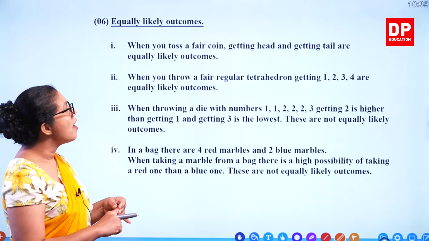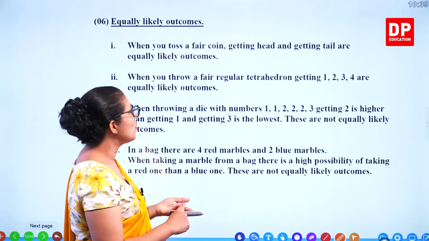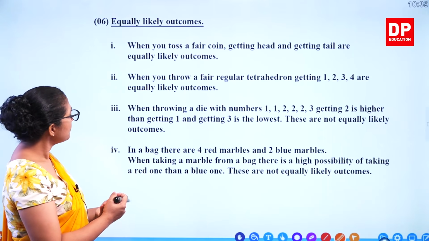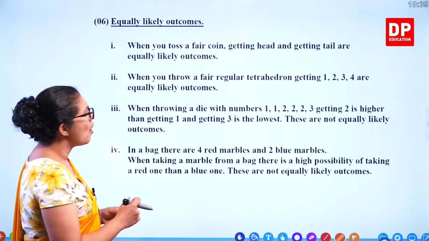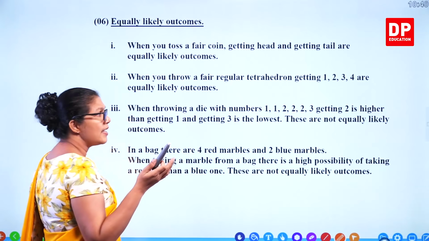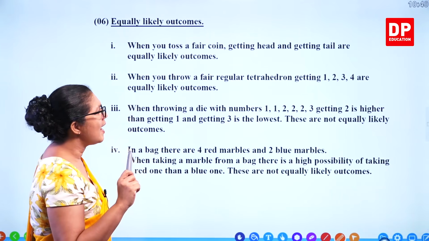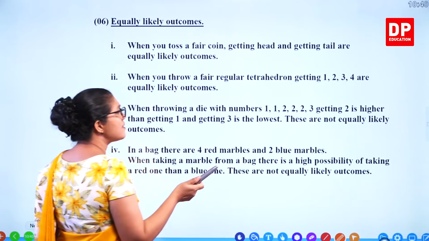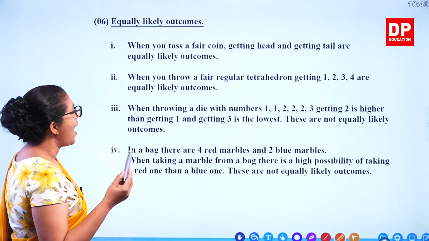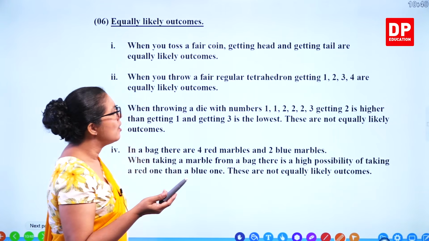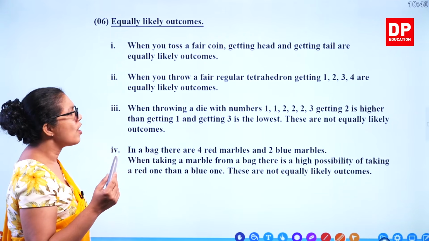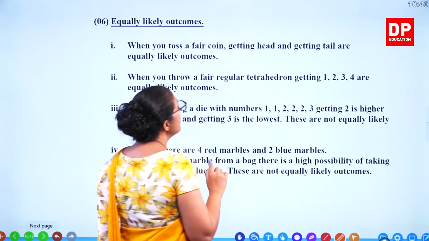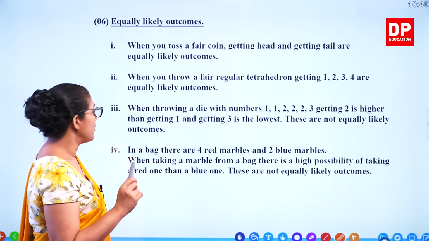When you throw a fair regular tetrahedron, getting 1, 2, 3, 4 are equally likely outcomes because all sides are the same. When throwing a die with numbers 1, 1, 2, 2, 2, 3, these are not equally likely because you get more 2's here. So getting 2 is higher than getting 1 and getting 3 is the lowest. So these are not equally likely outcomes.